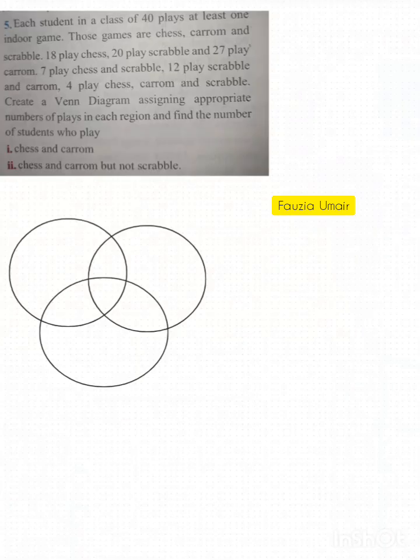These questions are related to real life problems. Question number 5 is: each student in a class of 40 plays at least one indoor game. Those games are chess, carom and Scrabble. There is more detail given, you can see on your screen.